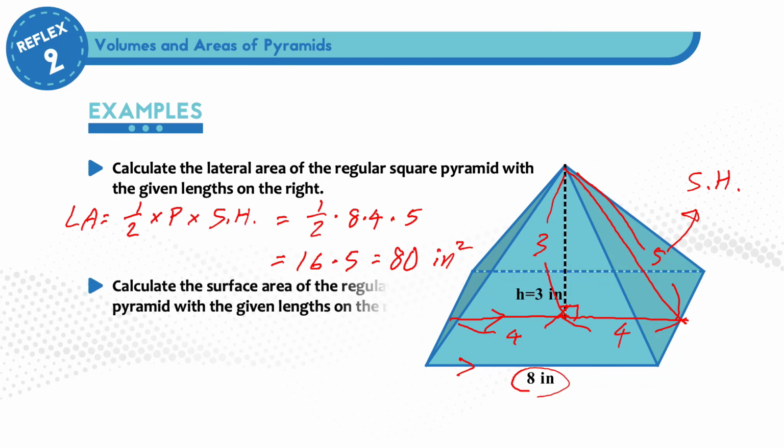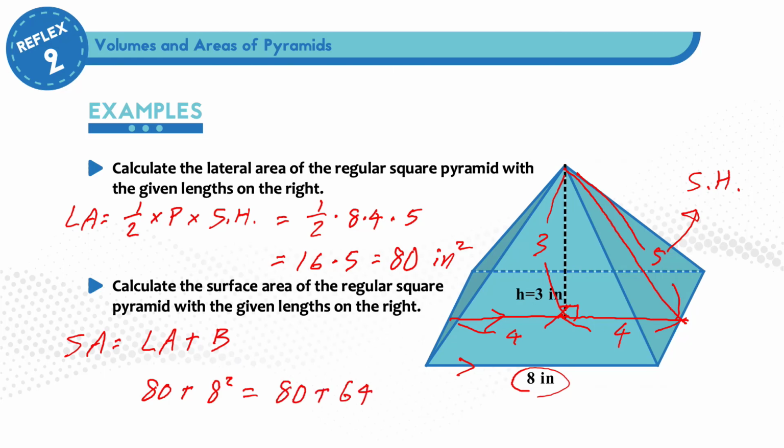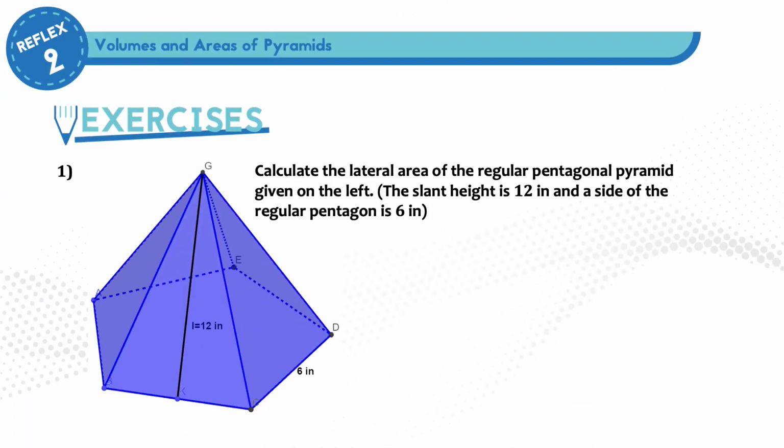The next part, calculate the surface area of the regular square pyramid with the given length on the right. Okay, the surface area is equal to the lateral area plus the base. So what we got, which is 80, plus the base area, which is A squared, which is equal to 80 plus 64, and that is equal to 144 in square inches. Done. And let's do some exercises.